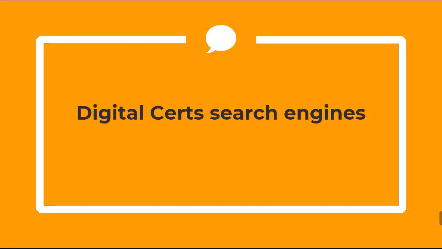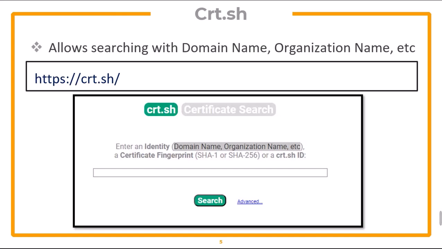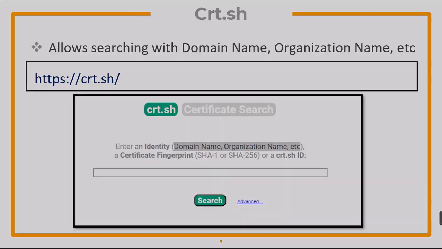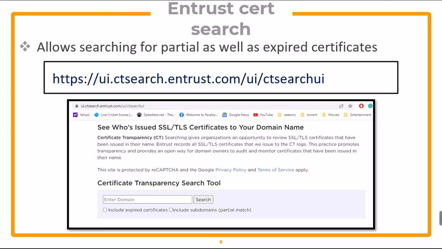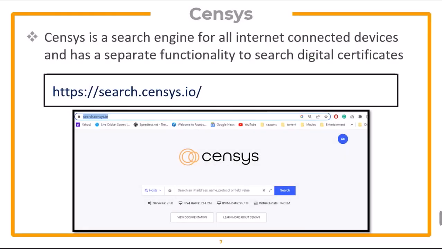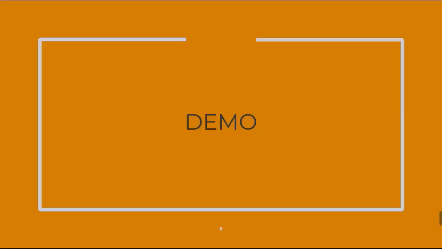Now let's see some digital certificate search engines. The first website is search.sh, which allows searching with domain name and organization name, etc. The second is Interest Search, which allows searching for partial as well as expired certificates. The third, but not the least, is Censys. Censys is a search engine for all internet-connected devices and has a separate functionality to search digital certificates. Let's just see them one by one.